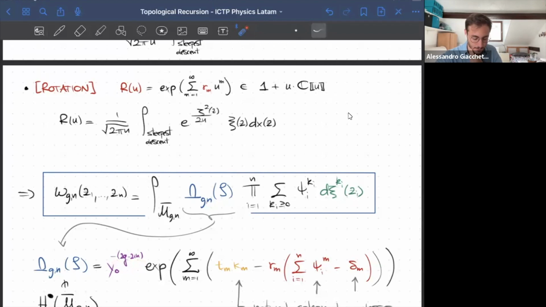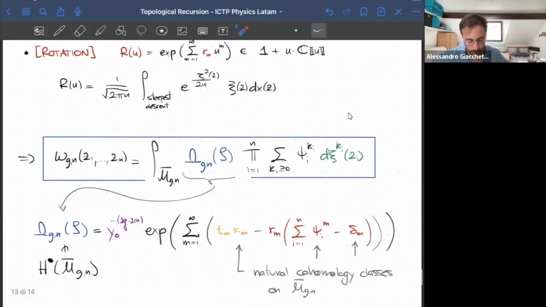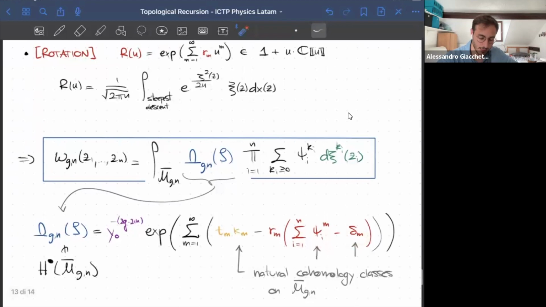And then you have a cohomology class, which is defined as the exponential of a certain combination of natural cohomology classes on the moduli space of curves. Something called kappa classes, this kappa n, with coefficients given by this translation, and then a combination of these psi classes and something else called boundary divisors, times these coefficients Rm given by the rotation.